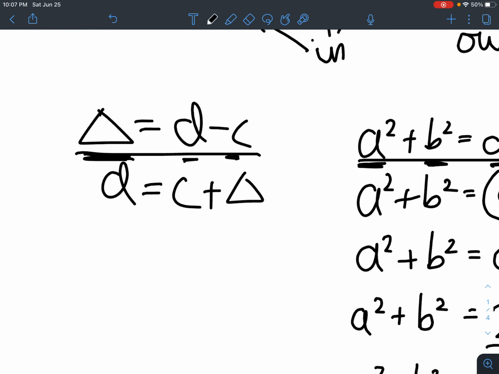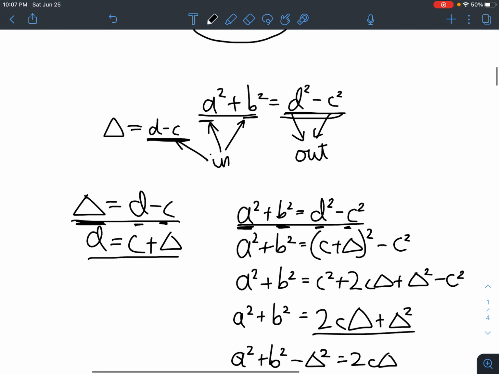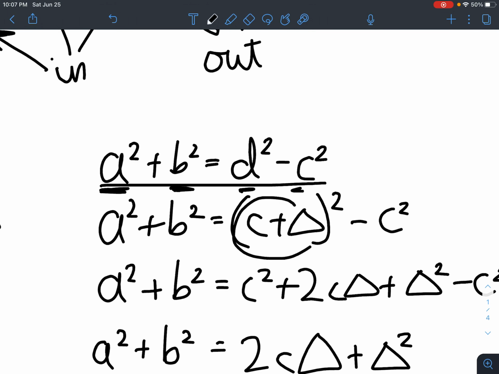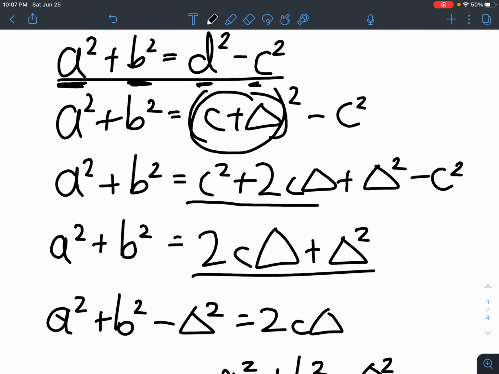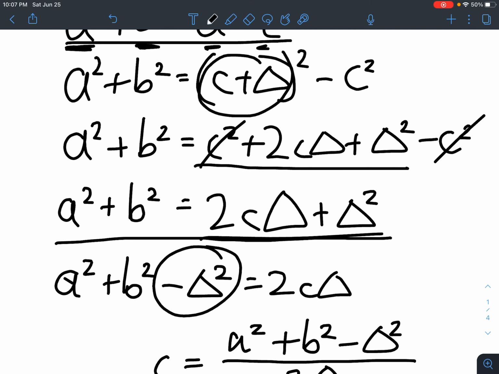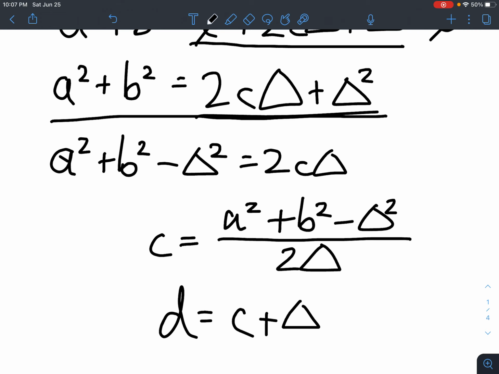And you can use substitution. So rewrite this equation to be d equals c plus delta. And what you can do now is substitute it in for d. So now it becomes c plus delta squared instead. You can multiply this out, and the c squareds will cancel, and you'll end up with this: a squared plus b squared equals 2c delta plus delta squared. You move the delta squared to the other side, and you divide both sides by 2 delta.